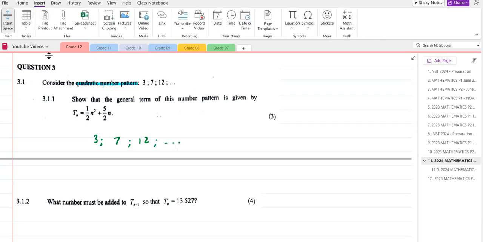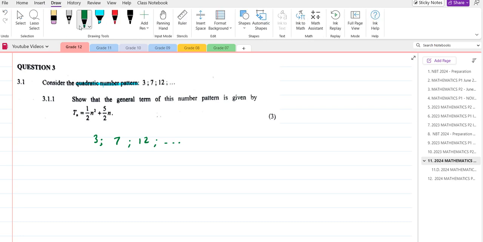Now to solve this quadratic pattern, we're going to say difference 1, and we need difference 2. We already know that this is a quadratic pattern, so we just need 3 terms. So 7 minus 3 is 4, and 12 minus 7 is 5, and 5 minus 4 is 1. So we use these 3 formulas. 2a is equal to d2.